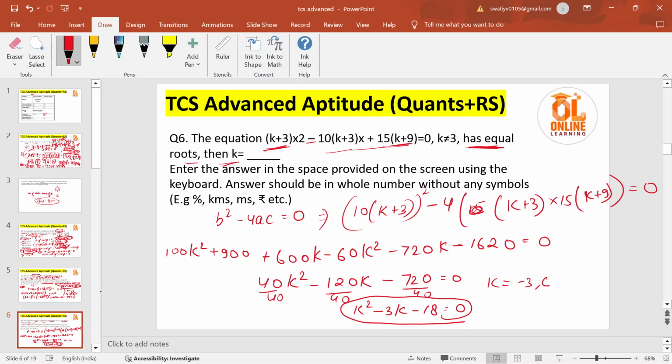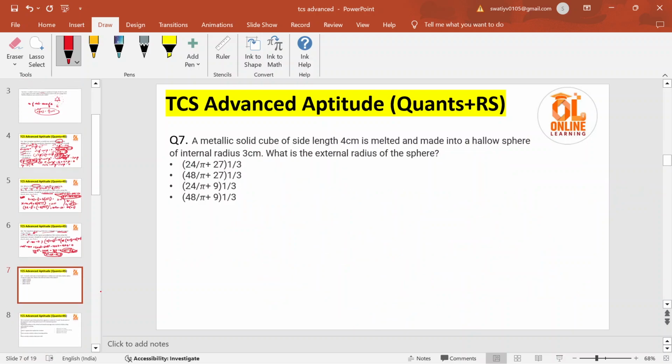and as 6. So here, see, the question has said that k should not be equal to -3, so we won't take this -3. We will take the value of k to be 6. So k = 6 is your answer. Okay, so we'll move towards our next question. So yes, this is your question.